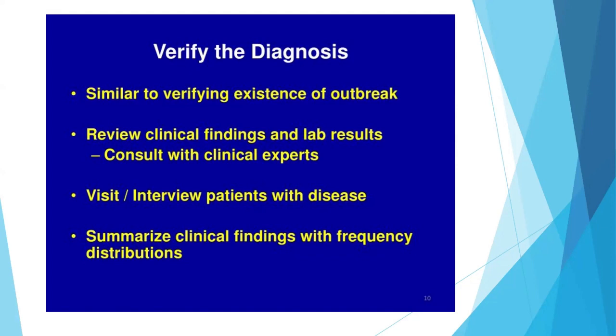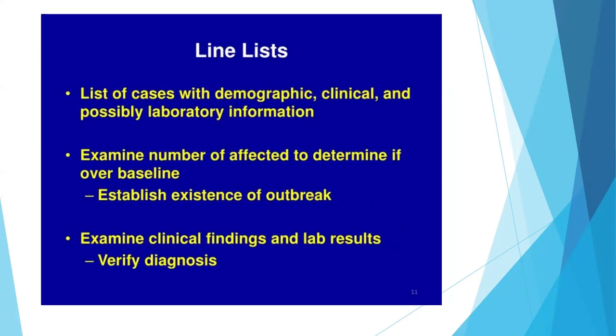Then we summarize the clinical findings with frequency distributions. A line list is where we list the cases with demographic, clinical, and possibly laboratory information. We examine the number of affected to determine if it is over the baseline. Okay, we need to establish the existence of an outbreak first. The first and foremost thing that we have been seeing since the previous video till now is that the most important part is to establish the existence of an outbreak. There is no good in panicking and in wasting the resources haphazardly.